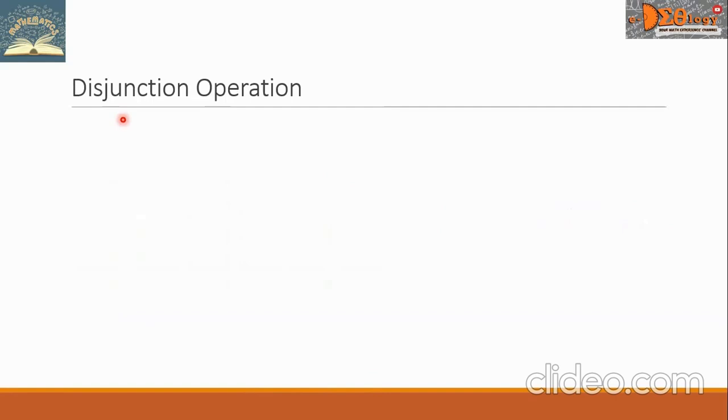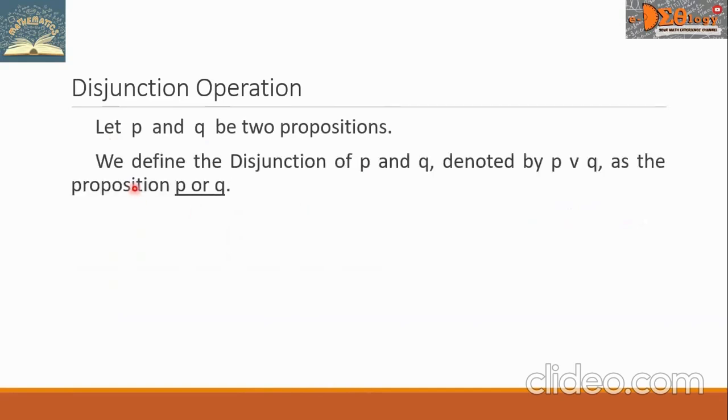Let's have the disjunction operation. Let P and Q be two propositions. We define the disjunction of P and Q, denoted by P ∨ Q. The symbol ∨ here is read as OR. So this is the proposition P or Q.